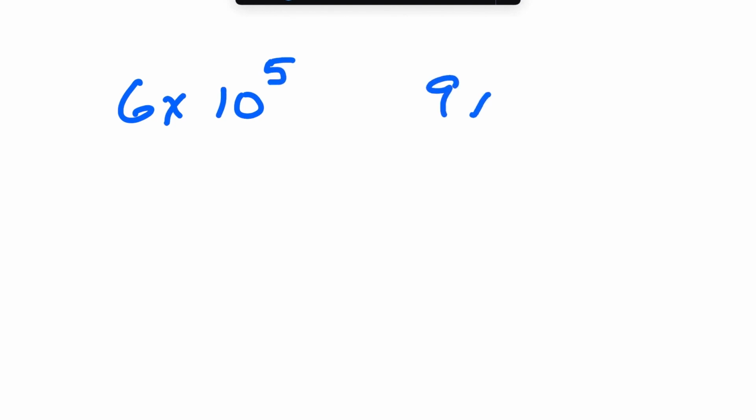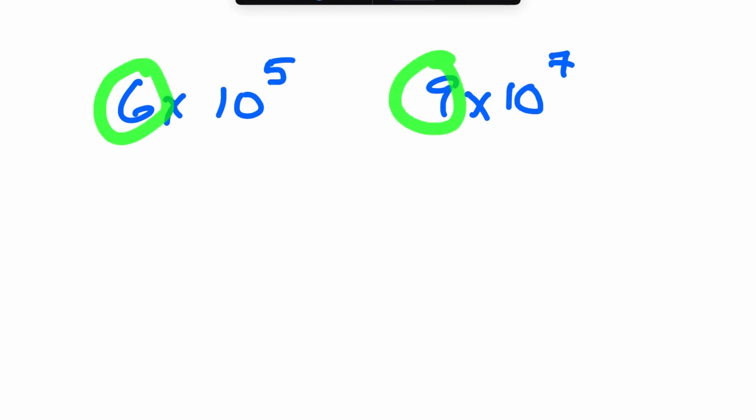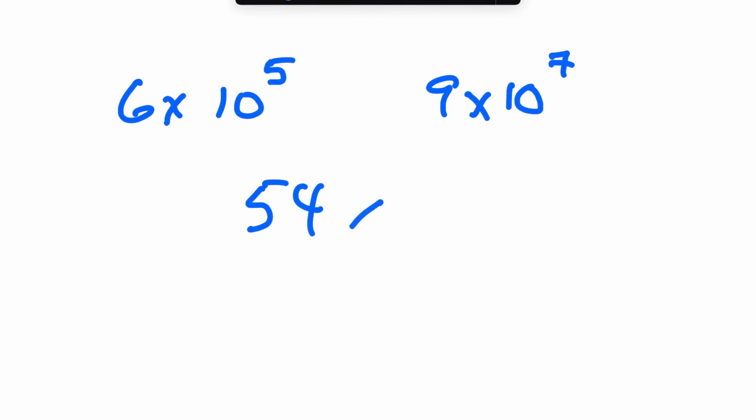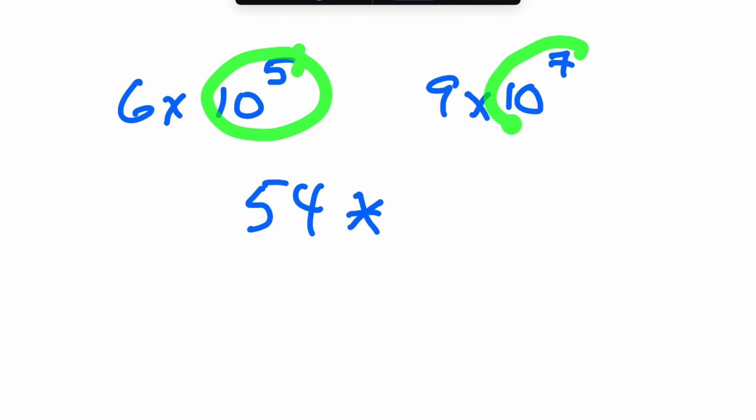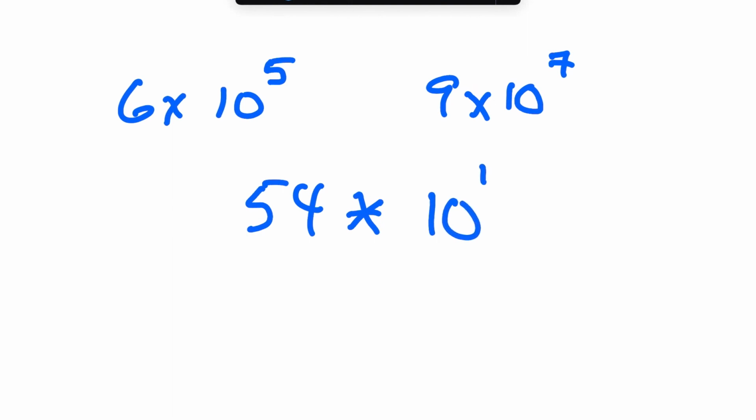Now, I'm going to take the numbers, 6 and 9, I'm going to multiply those together to get 54. Then I'm going to multiply the numbers with a common base. The base is 10. So 10 to the 5th times 10 to the 7th, I'm just going to add the exponents. That gets me 10 to the 12th power. So when I multiply these, I end up with 54 times 10 to the 12th power.